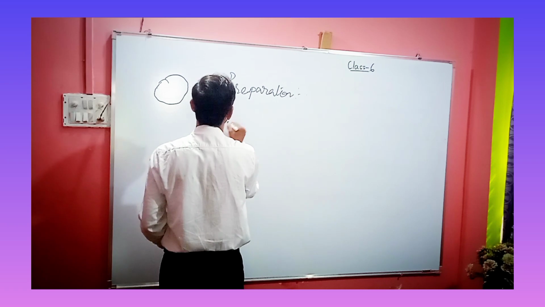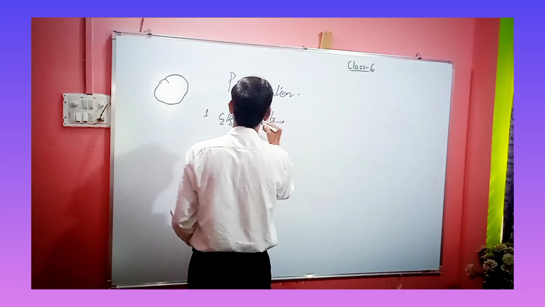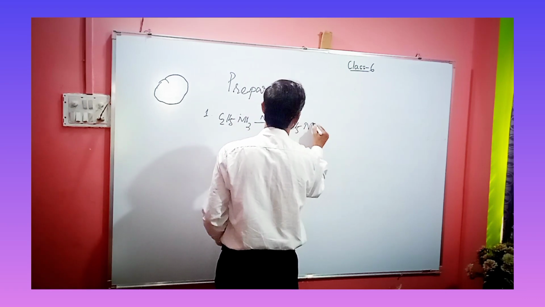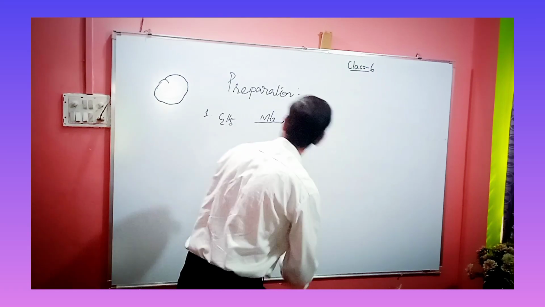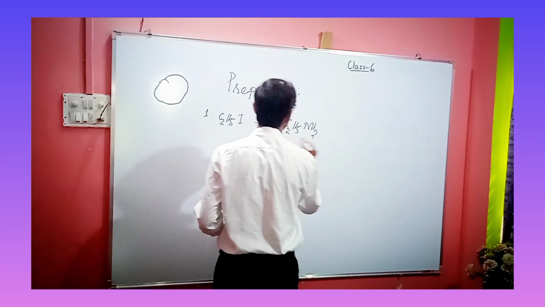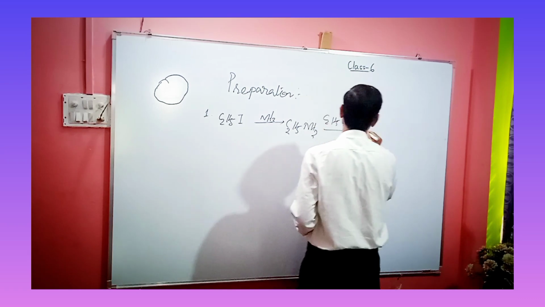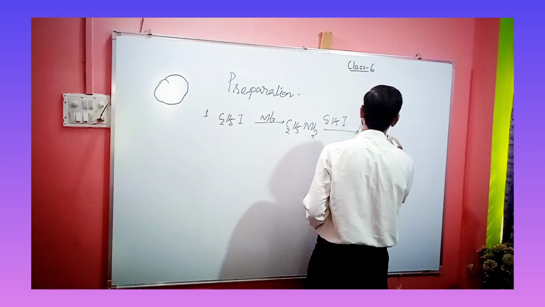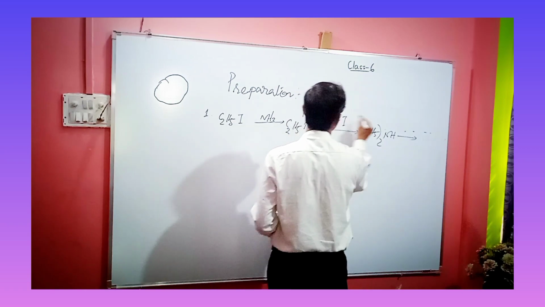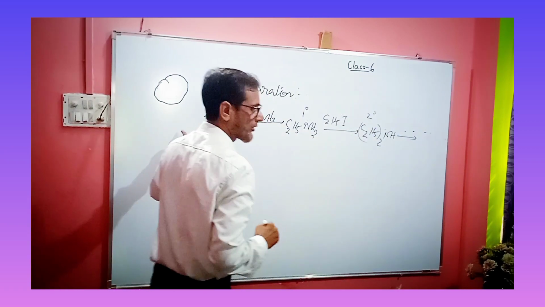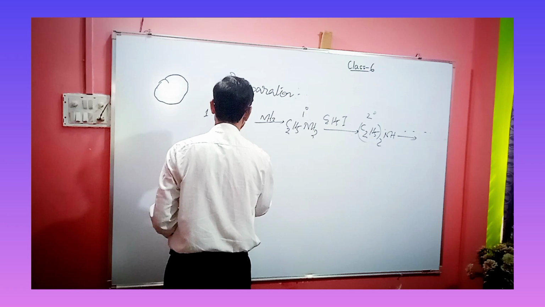Number 1, C2H5NH2, ammonia. C2H5I with ammonia, then C2H5I, C2H5 positive to NH. Likewise, it is 1 degree, it is 2 degree, it is 3 degree. The process was called ammonolysis. Number 2, the Gabriel phthalimide reaction.